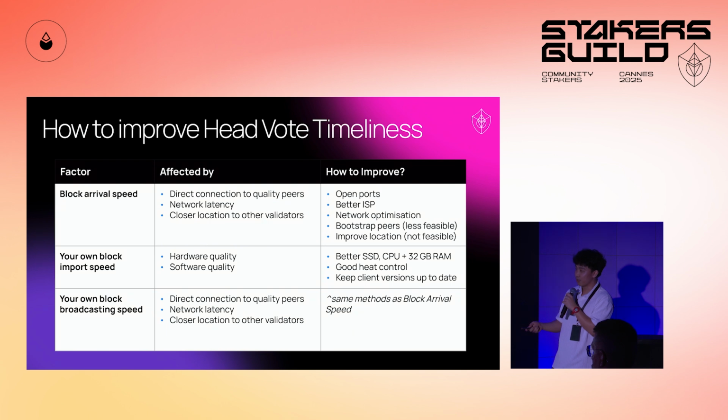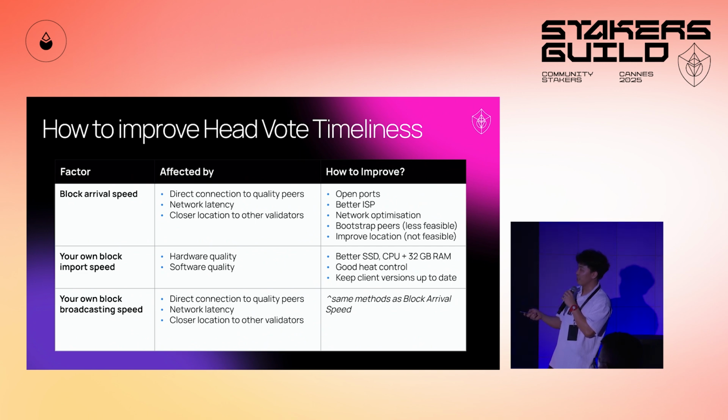And then after you process the block, you need to broadcast it to the rest of the network. All right, so block arrival speed is affected by direct connection to quality peers, network latency, and closer location to other validators. It is the same for broadcasting speed. So receiving and sending out are affected by the same factors.